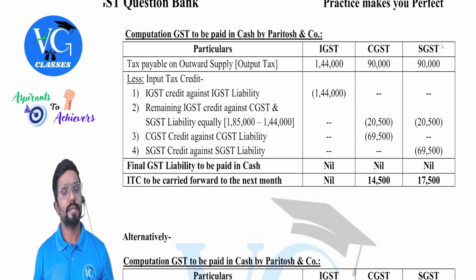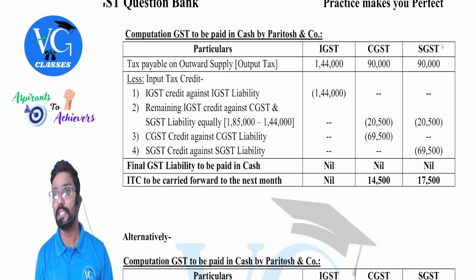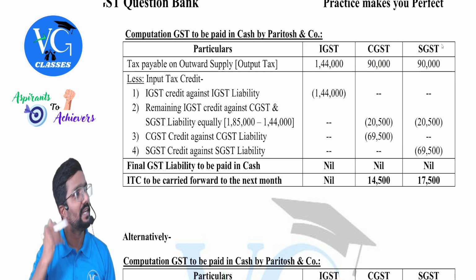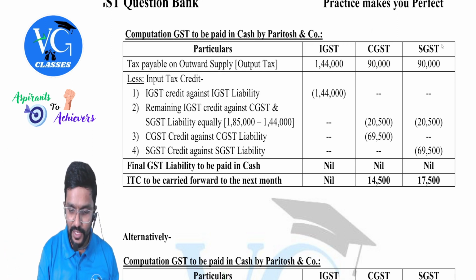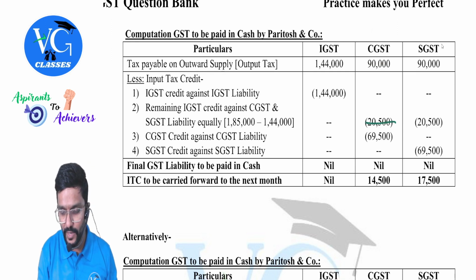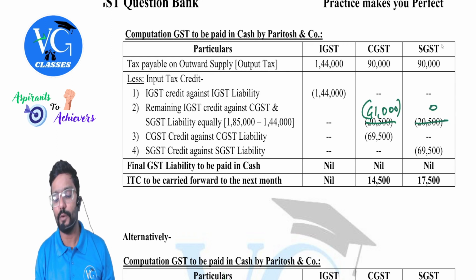But sir, can I use it fully against CGST? Assume you are telling, he is telling yes sir. Okay, I will do it. 41,000. So here nothing, 0.